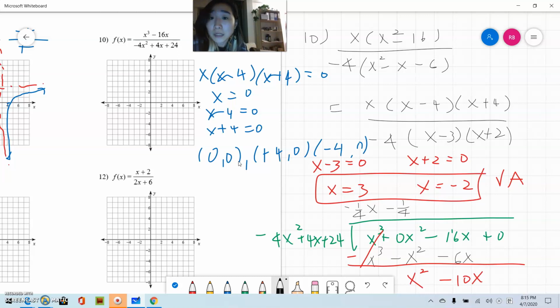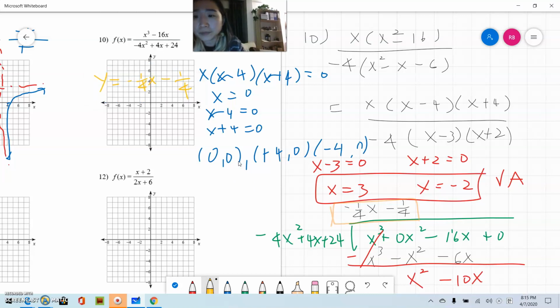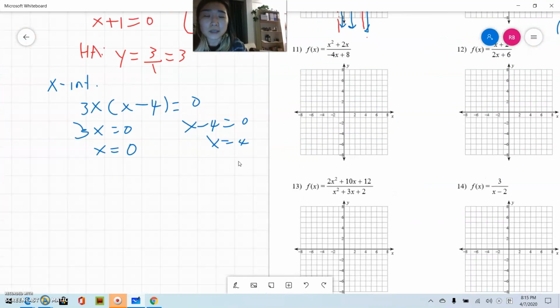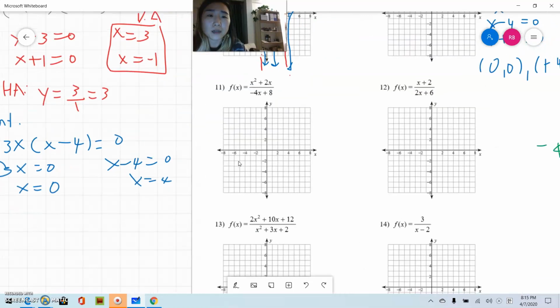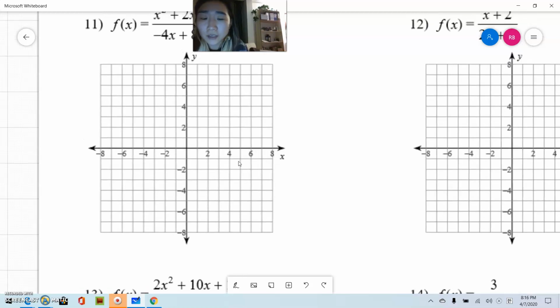I don't even need to calculate anymore because the remainder doesn't matter. When you try to find the oblique asymptote, you only need that linear function. So my oblique asymptote is y equals negative 1/4 x minus 1/4. And I'm actually going to move that up here so that I have room for number 12. So that's the oblique asymptote. Okay. Let's go to number 11. I'm just going to zoom in here and then do it on here.